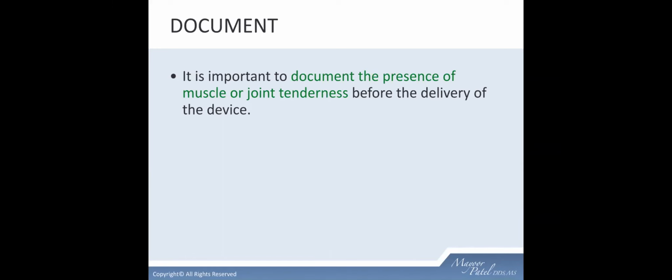Joint sounds. We'll spend some time talking about joint sounds. This is an example where you've examined your patient, no clicking, no popping.